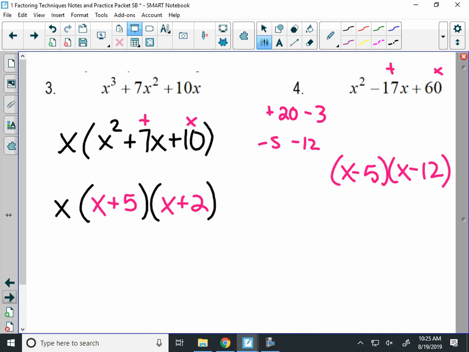Here are some tricks with signs if it helps you. If you're multiplying to be a positive number, you either need 2 positives, right? Positive times a positive is a positive, or 2 negatives, because 2 negatives multiply to give you a positive. The way you'll know the difference is looking at this middle term. If it's negative, you want 2 negatives. If this was a plus sign, like this one over here, you want 2 positives.